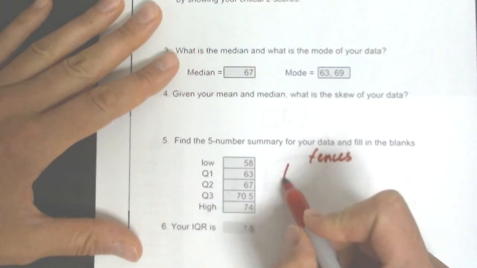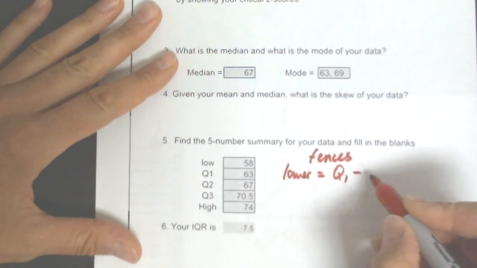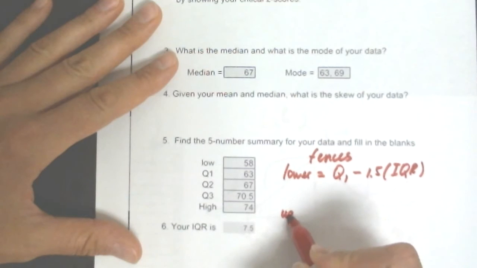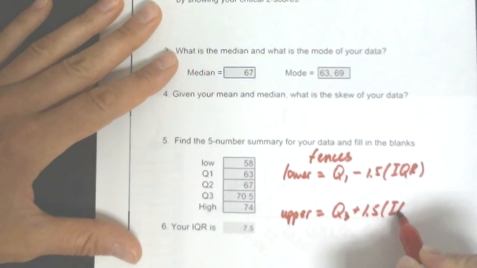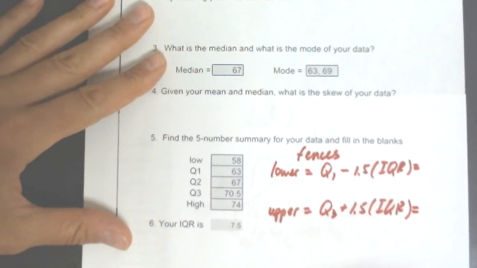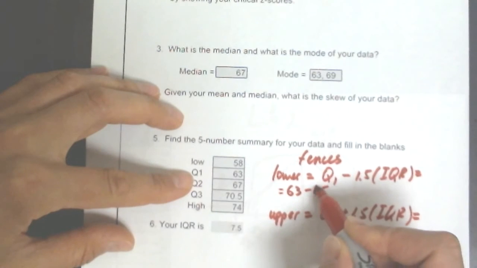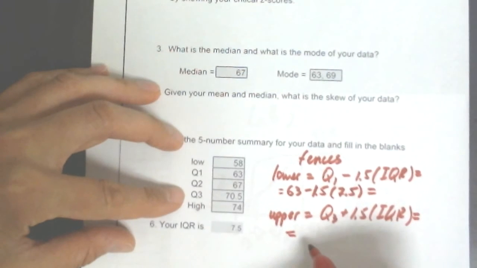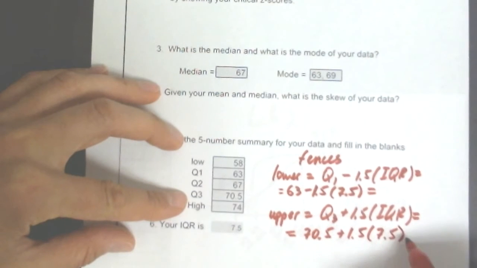The lower fence should be calculated using the formula Q1 minus 1.5 IQR. And the upper one is Q3 plus 1.5 times IQR. So we're going to calculate the fences by using this formula. In the lower case here, it would be 63 minus 1.5 times 7.5. And for the upper, it would be 70.5 plus 1.5 times 7.5.